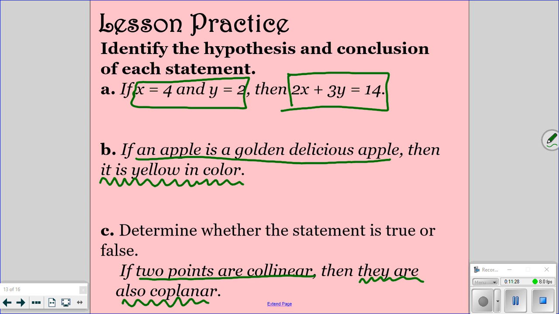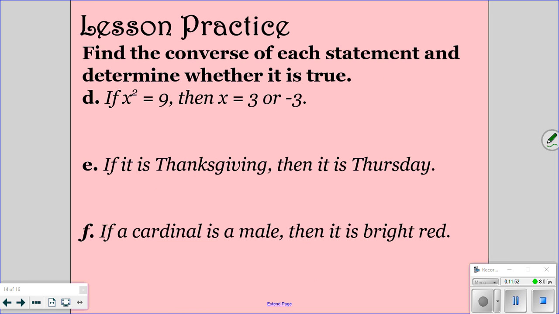And it says determine whether the statement is true or false. If 2 points are collinear, then they are also coplanar is a true statement. Because 3 points always make a plane. So if we only have 2, we still can make a plane out of them. We can make infinitely many planes, but they are still going to be coplanar. Okay, for this next one, we want to find the converse of each statement and determine whether it's true. So y'all try these, and then pause the video, and we'll go over it.